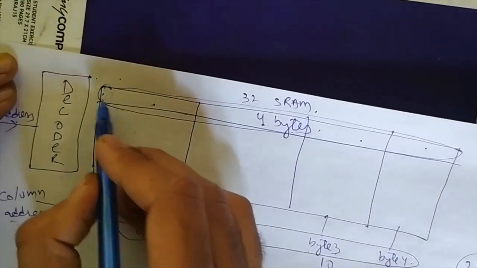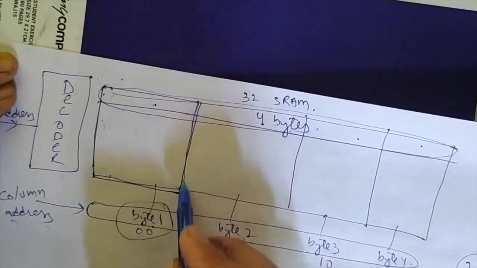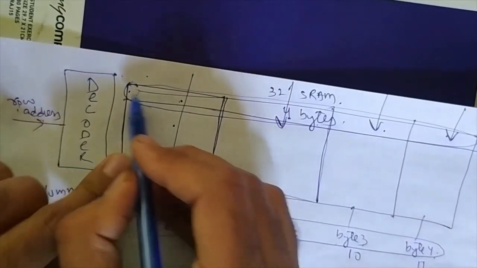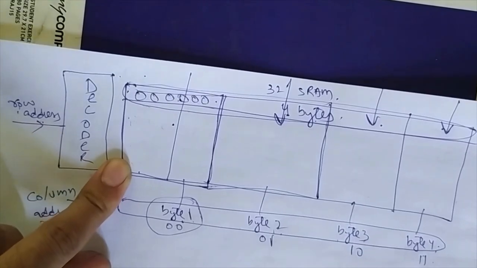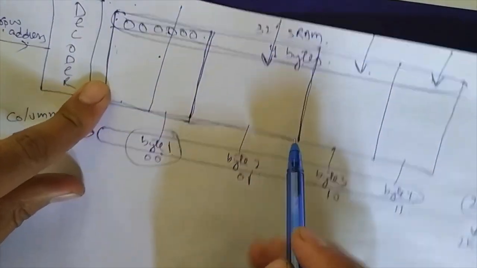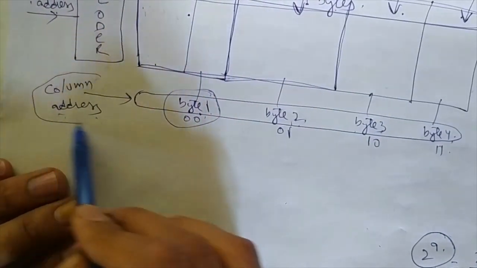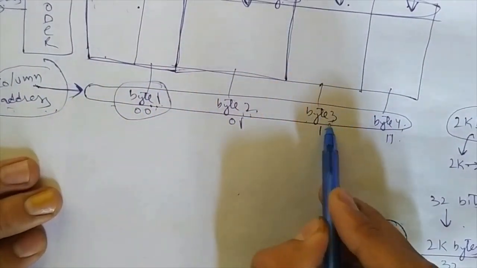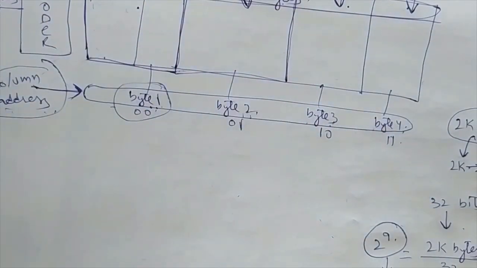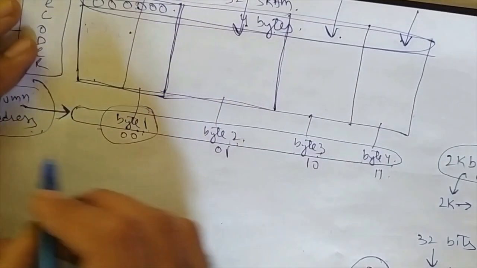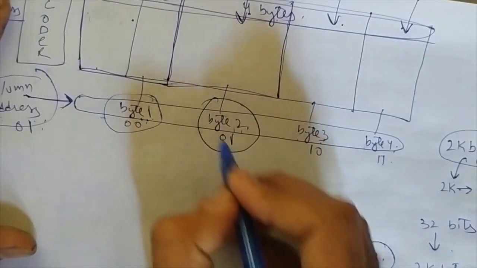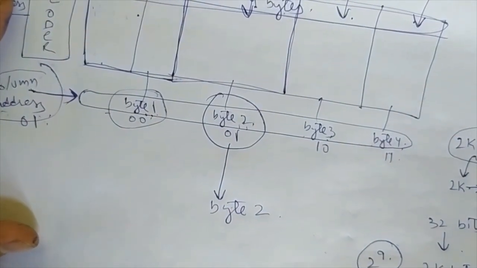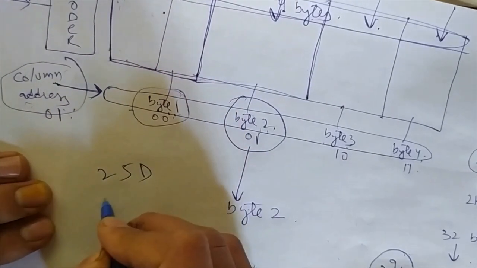Why is it called a column address? Because if we divide this memory into bytes, 1 column is 1 byte, 2nd byte, 3rd byte, 4th byte. Every column here stores 8 SRAM cells. So we are getting the 4 bytes from 4 columns, and for choosing 1 byte from these 4 bytes, we require a column address. Based on the column address, we determine which byte is required. So we choose a subset of columns to read or write. If the column address is 01, we will read this particular byte and give it as the output, byte 2. So this organization is called 2.5D memory organization.